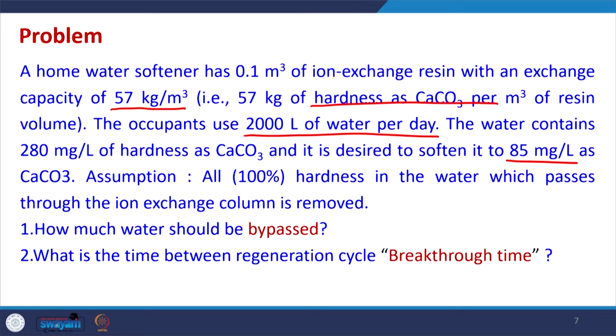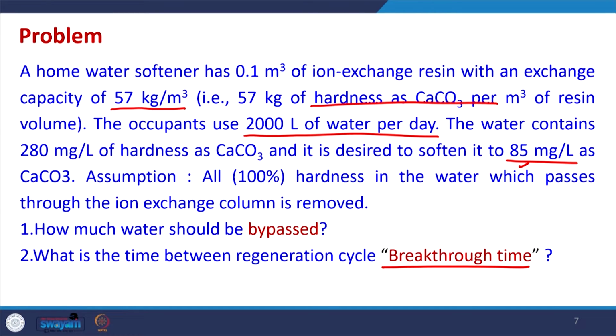So, another assumption is that all hardness in the water which passes through the ion exchange column gets removed. So, what we have to do is perform a calculation with respect to how much bypassing should be done, so that we can reach the 85 milligram per liter target which is desired. And what is the time between regeneration cycles, the breakthrough time? This also we have to calculate based upon the data which is available.